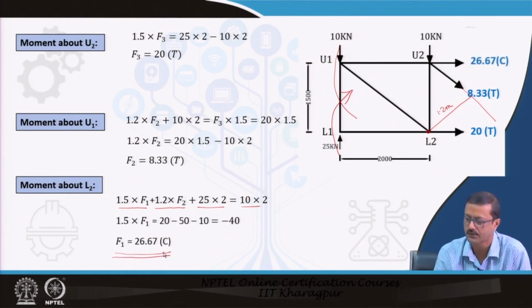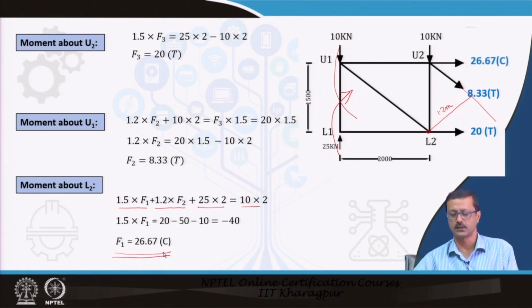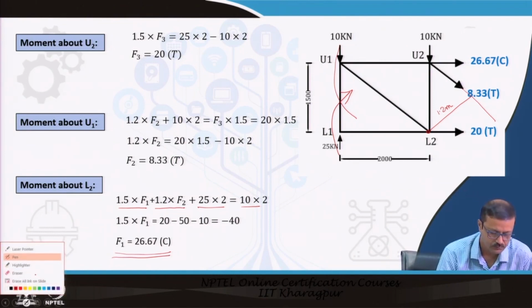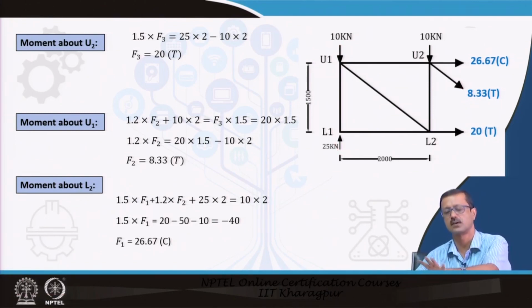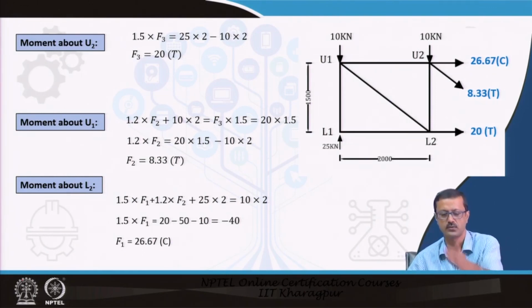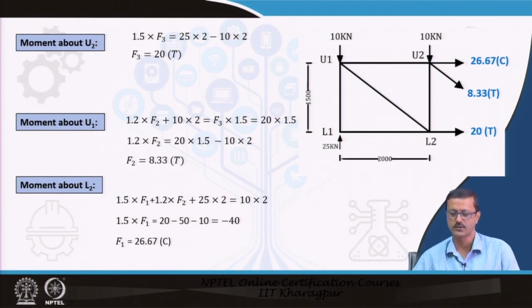So, this is the value of F1, and you can check these values with the section method value and the joint method value, and these three values are valid. So, like that the section method has been taken into consideration, where we have to take each and every point and try to locate the point in such a way that one force can be found out by nullifying the other forces. That is why I have taken U1 as the first joint, U2 as the second joint, and L2 as the third joint, and gradually I found out the forces one after another.